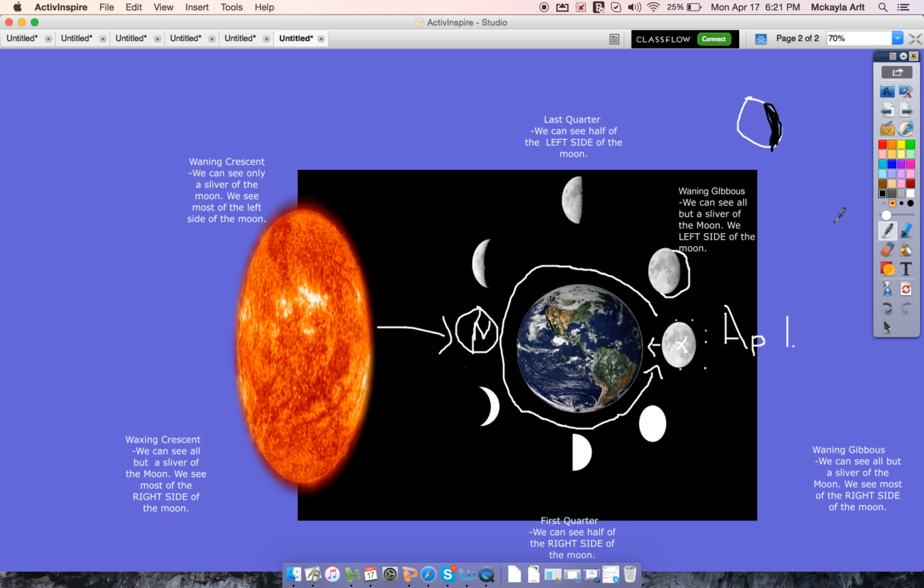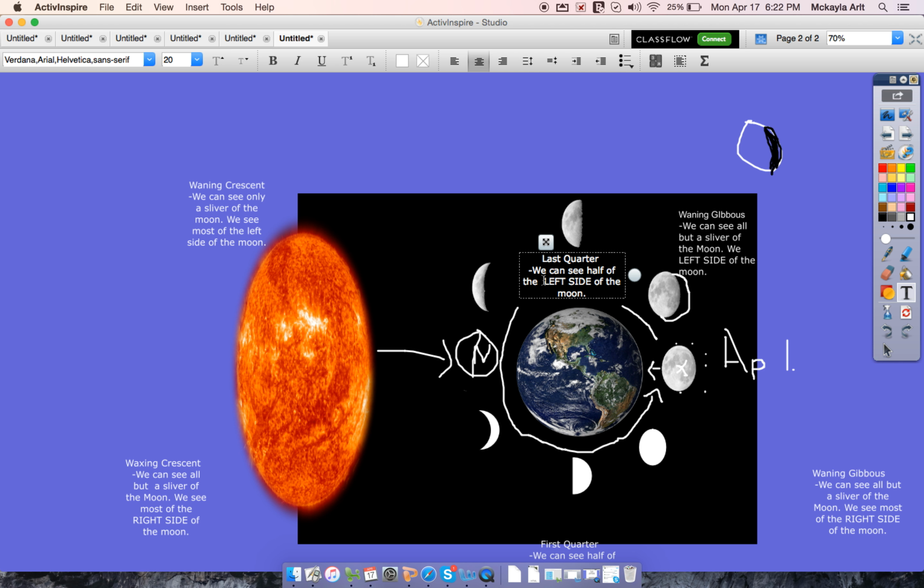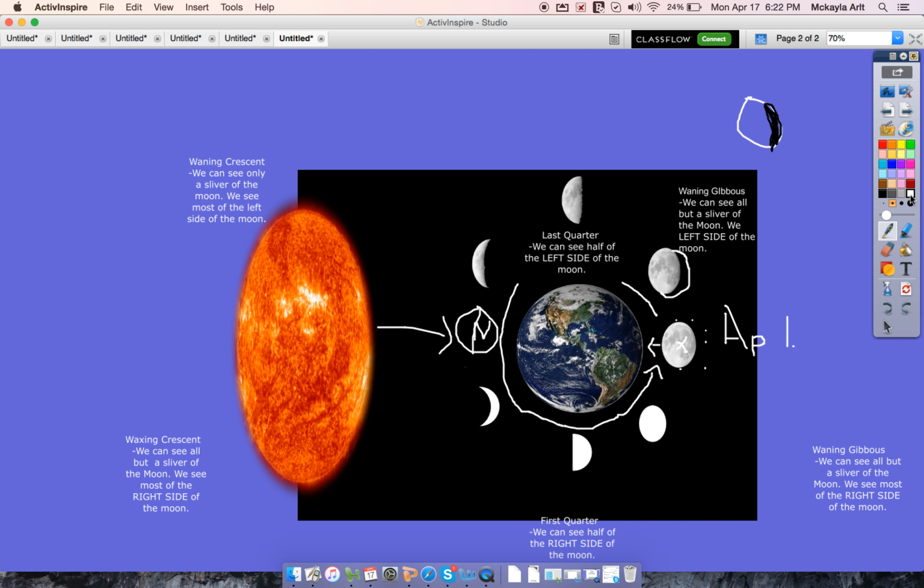The next type of moon that you will see, the next phase, is called the last quarter. Now, last quarter, what that means is we can see half of the moon. So what you'll notice is, so half of the left side of the moon, here's the left side, we can only see half of it because, as you can see, the sun's light is only hitting this side, where this side then would be completely dark.